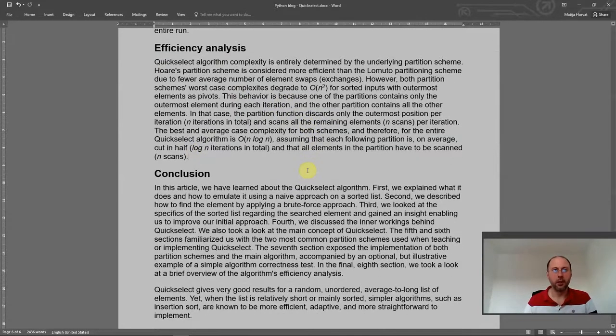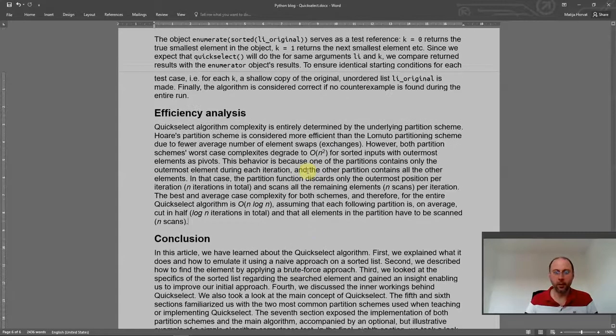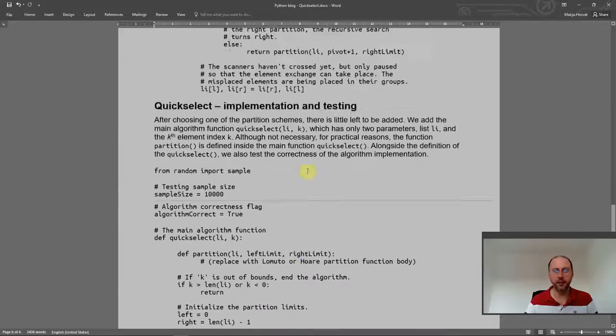So, for the conclusion, I would point out that a Quickselect algorithm is a very good choice for random, unordered, average to long lists of elements. However, shorter or mainly sorted lists require more appropriate, simpler algorithms, such as an insertion sort.